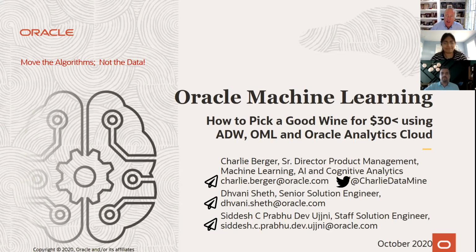And we're going to do a fun one today, guys. We're going to do how to pick a good wine for under $30 using Oracle Autonomous Database, Oracle Machine Learning, and the Oracle Analytics Cloud. And I have with me two colleagues, Devani Sheth and Sudesh Eugenie, both excellent at machine learning and many other kinds of things here at Oracle.